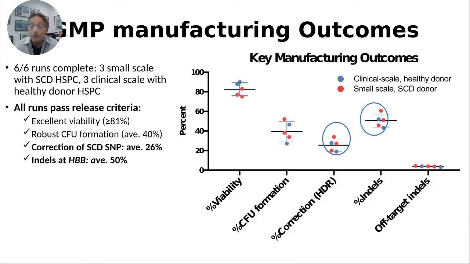And in the work up to developing the IND, we edited lots from 3 sickle donors. I showed you 2 examples of that, and 3 large scale, at a clinical scale amount of cells from healthy donors. And these are the editing outcomes. So we had good viability, averaging 81%. The cells are healthy in terms of the progenitors being able to form colony-forming units. Our correction of the sickle mutation is approximately 26%, either in the sickle patients or just reverting in the healthy donor. And the indels were 50%. So very consistent patient-to-patient levels of editing that we're really pleased with.